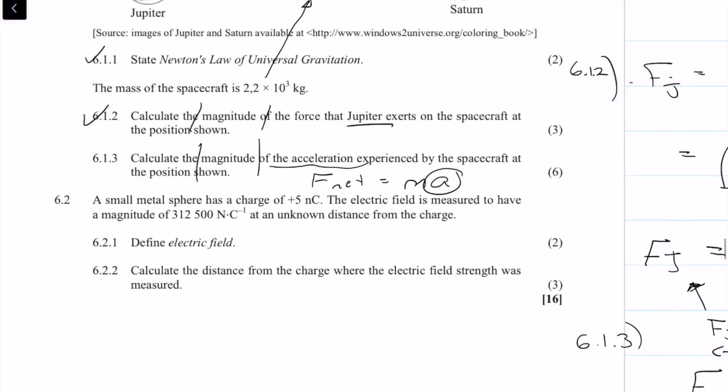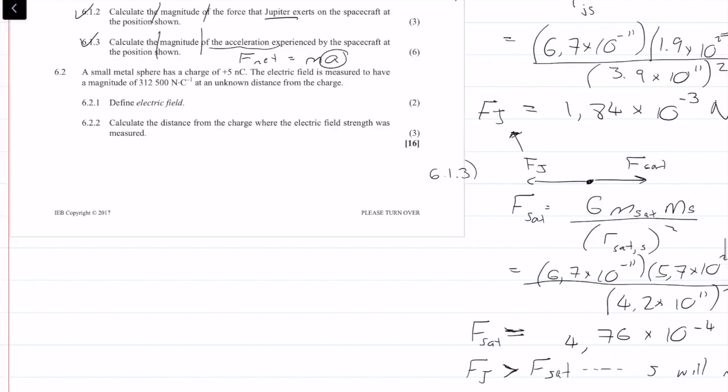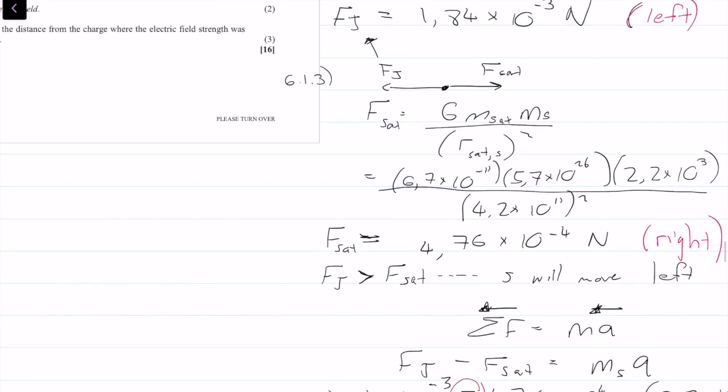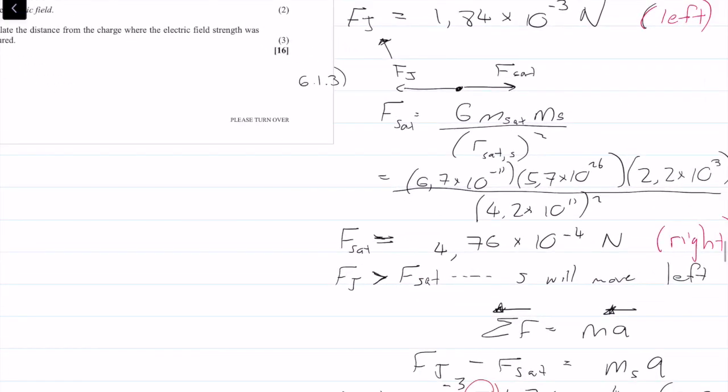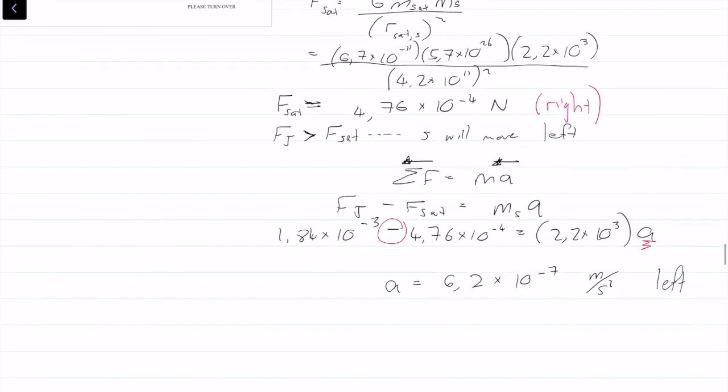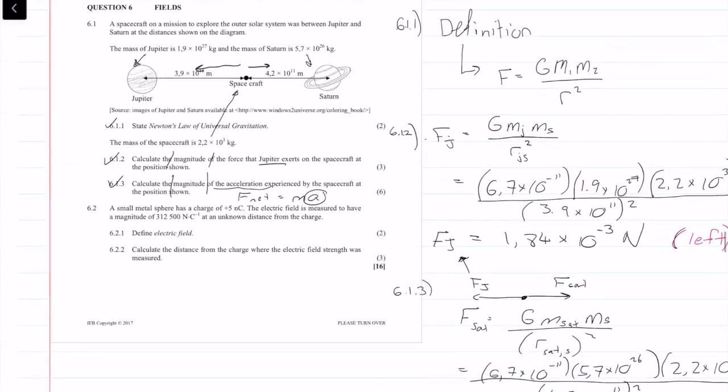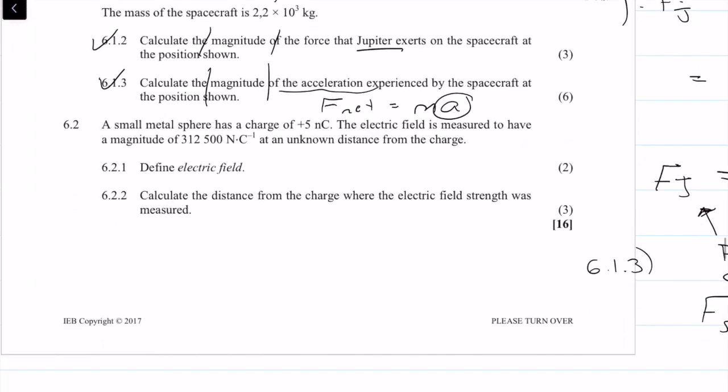Okay, and we get 6 marks for that. The reason for the 6 marks is because we have to calculate the force exerted by Saturn first. Okay, that question's done. So we can go on to 6.2.